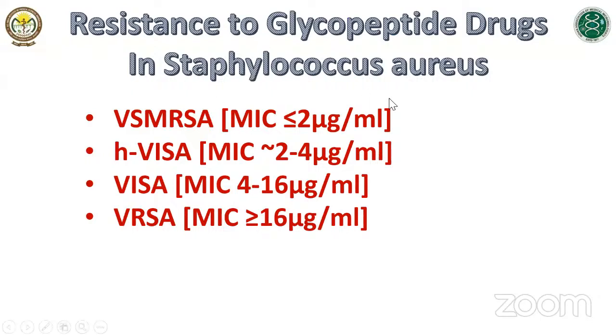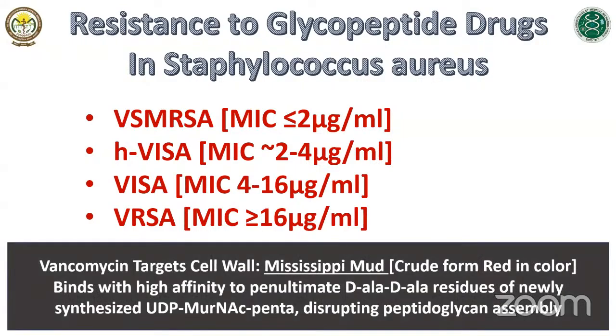Coming to the resistance to glycopeptide drugs in Staph aureus, we'll begin with vancomycin-susceptible MRSA, where the vancomycin MICs are less than or equal to 2, then the heteroresistant VISA, the VISA, and the vancomycin-resistant Staph aureus. I said initially that when vancomycin was discovered in the 1960s, it was in a very crude form. It was a red-colored powder, and it used to be known as Mississippi mud because of the crude red color. And it had a lot of toxicities.